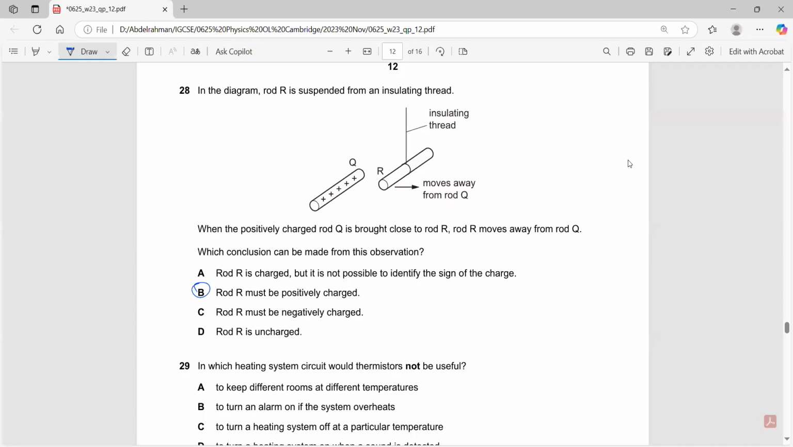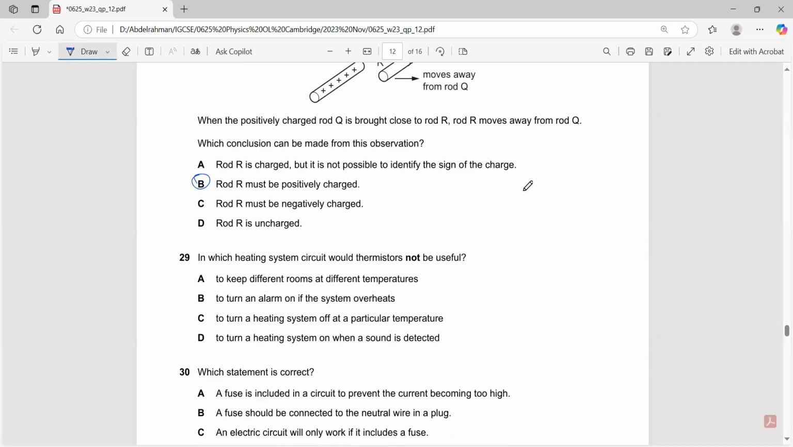Because like charges repel. In which heating system circuit would the thermistor not be useful? We can use a thermistor in a lot of applications, right? To keep different rooms at different temperatures. Yes, because it would measure the temperature of the room, and if the temperature increases or decreases, it could cause something to happen, so this is useful.